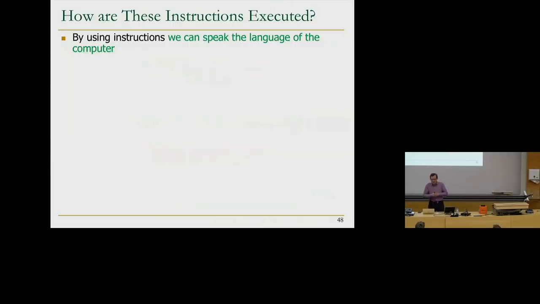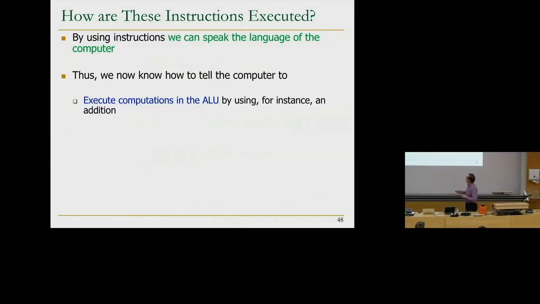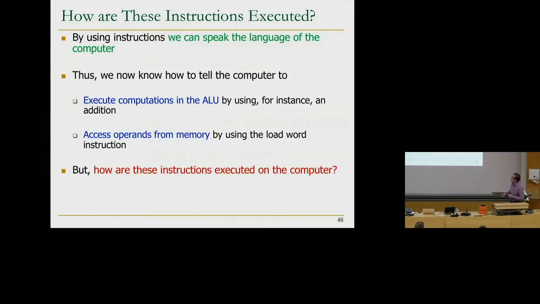I was kind of talking about execution also, but let's talk about how, once you see this encoding of an instruction, you can execute it. So basically, using instructions, we're really speaking the language of the computer at the lowest level, right? We know how to tell the computer to execute computation in the ALU by using, for example, an addition, or access operands from memory by using the load word instructions. But how are these instructions executed on the computer?